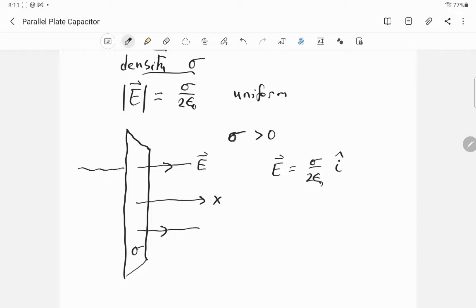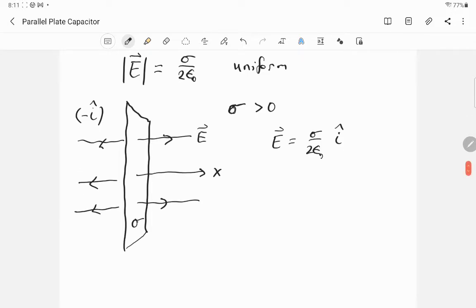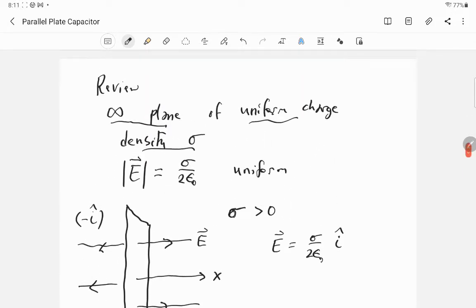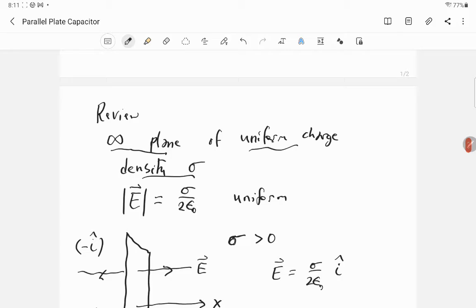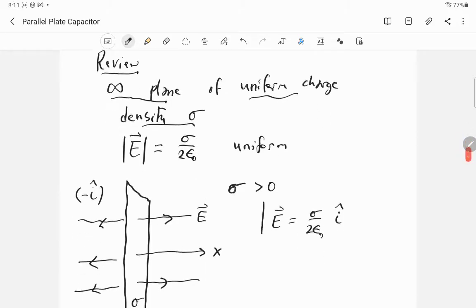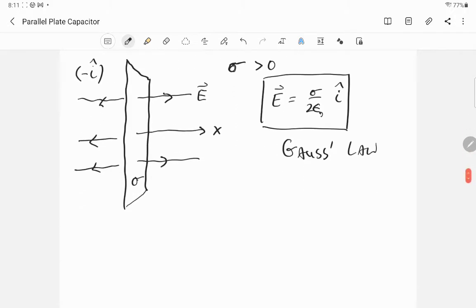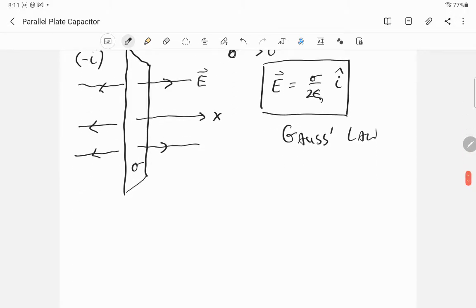But you know that if the field lines point away from the positive charge, then they must point in the negative i hat direction on the back side. So you can get this result right here from Gauss's law. All right? So we have this electric field.